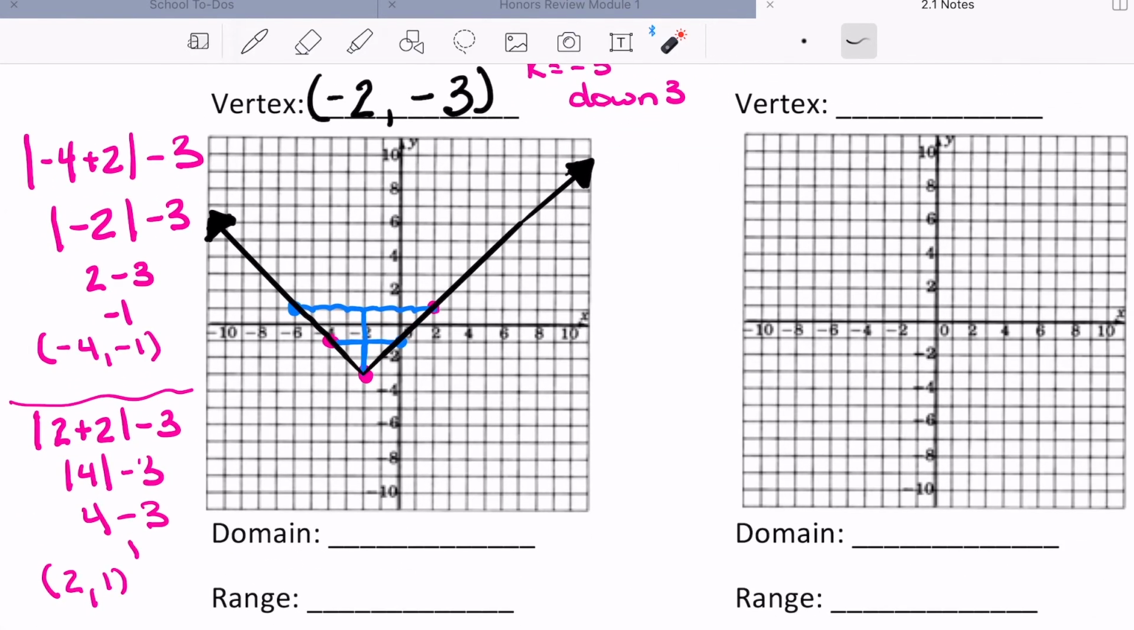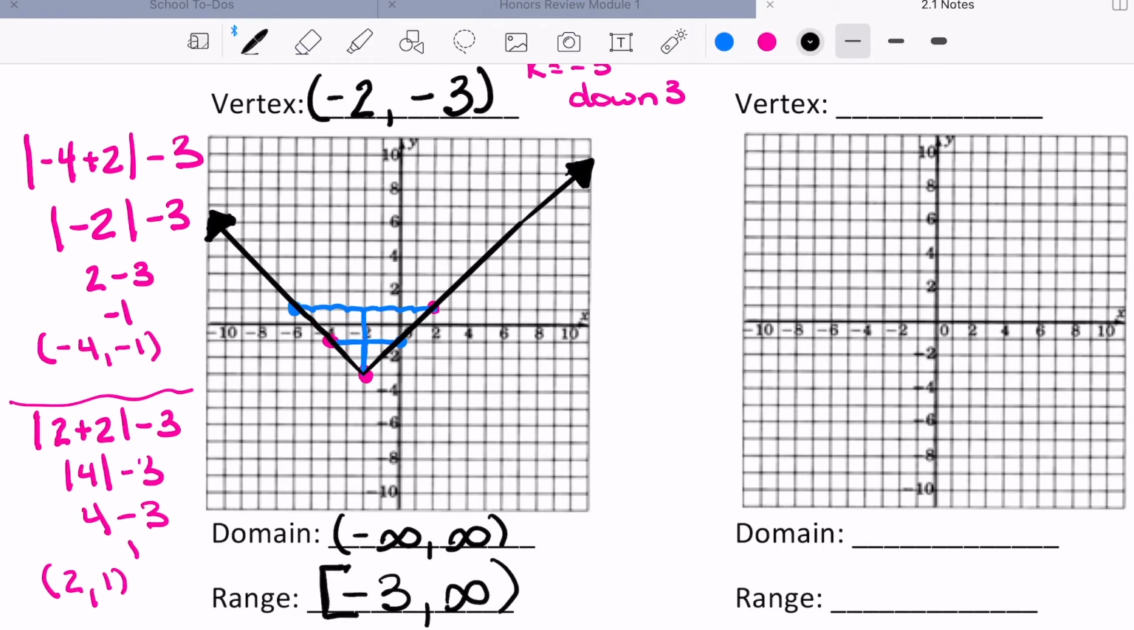Now, domain, are there any restrictions on our function? As you can see, there are none. So we go from -infinity to infinity. And for the range, where does your function begin? Our vertex is at -3, and we expand upwards to +infinity. Remember, -3 is included, so we use a bracket.